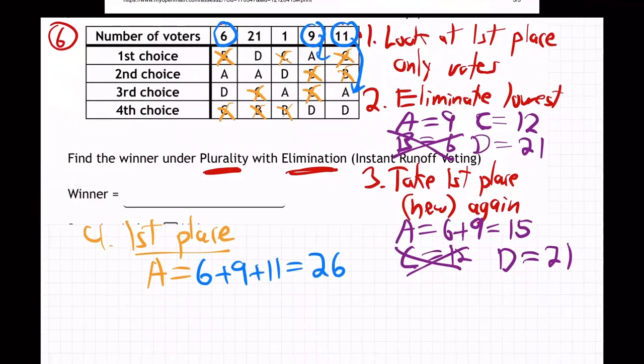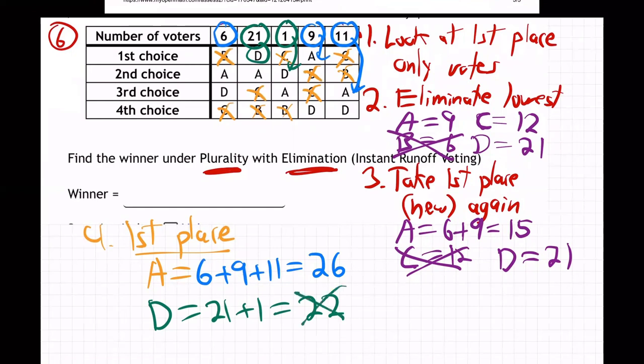26. And then the other one would be D. And how many first place does D have? 21 for D. And 1 more for D right there. And that's it? Yeah. And so who wins the election? A. See how A came from behind there, surprisingly? Because we all kind of thought D's going to win at first, right? And D would have won by normal plurality. But with plurality with elimination, A wins.